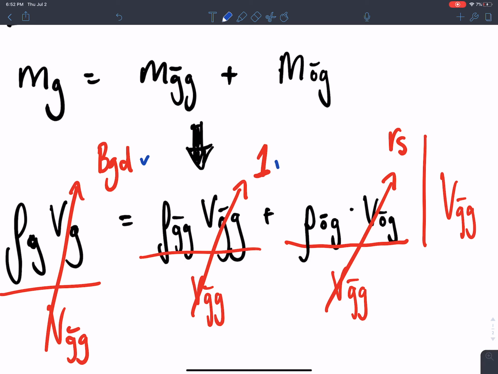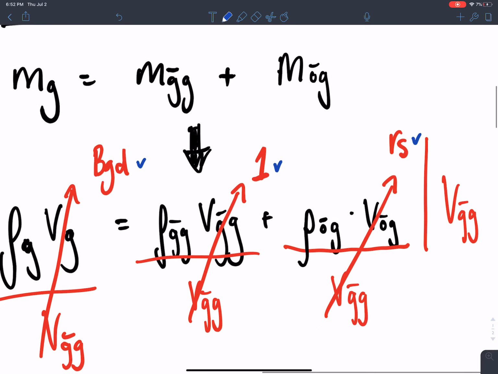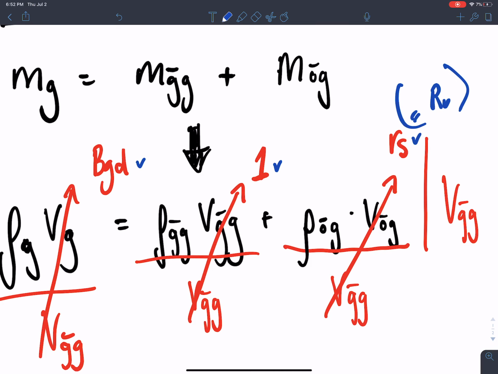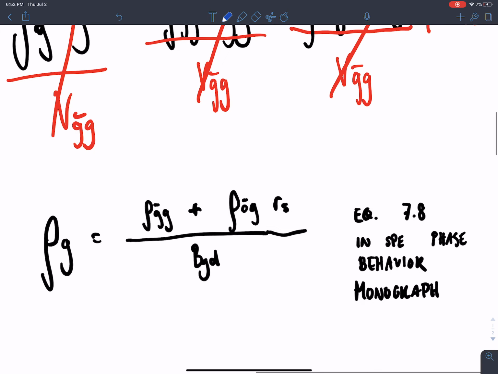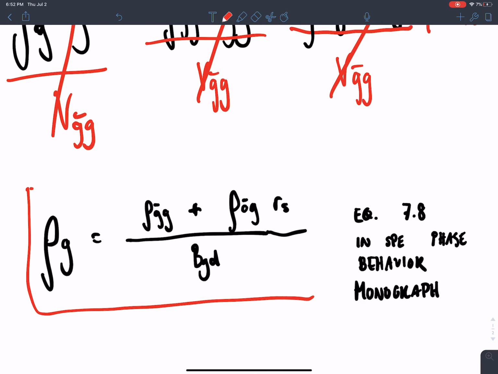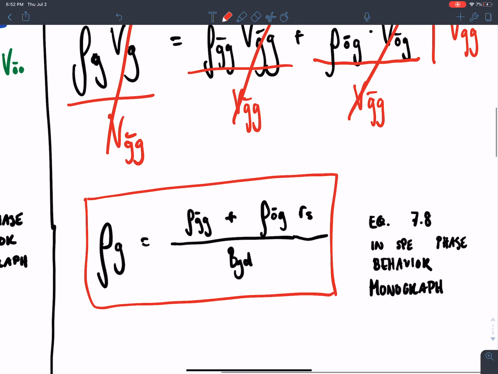We get 1, and we get the solution CGR, or the so-called, this is what is also called large Rv in a bunch of different simulators. Reordering this, we come to this particular equation right here, which is essentially saying that density of gas in the reservoir is equal to the surface gas density plus the surface oil density times solution CGR, divided by the formation volume factor for gas.